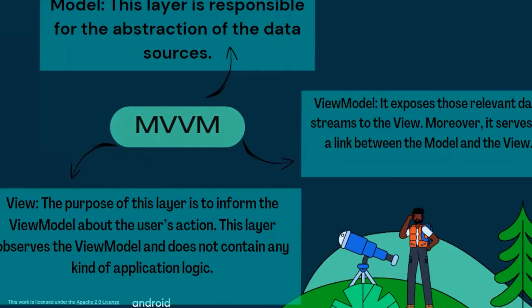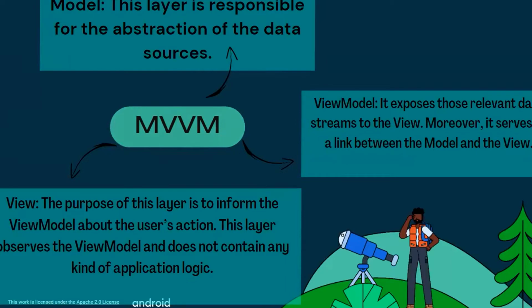The main point to be noted here is that the view does not contain any logic of the application. For example, suppose there is a button on a screen. Now this view is only concerned with the clicking of this button. What happens after the button is clicked does not concern the view. Okay, so this is about the view part.